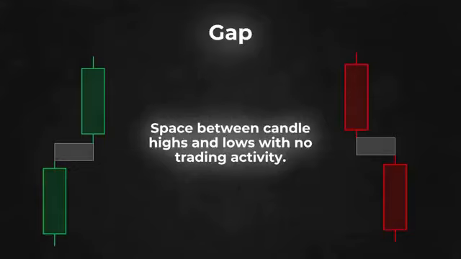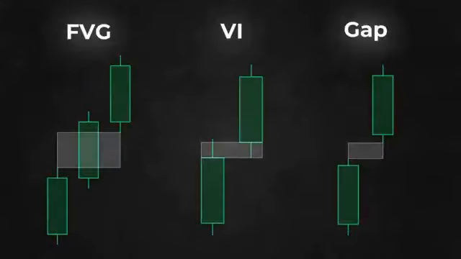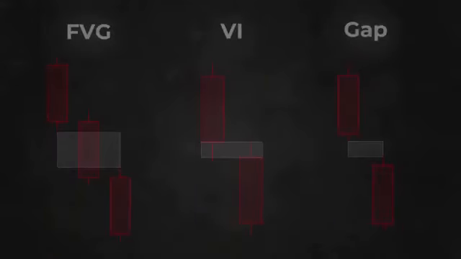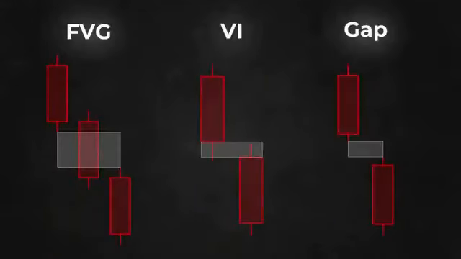In this illustration, you can see the bullish version of the fair value gap, volume imbalance, and gap side by side for comparison. In this other illustration, we have the bearish version of all three patterns. Keep in mind that you can use fair value gaps, volume imbalances, and gaps in a similar way. Let's now observe some real examples of fair value gaps, volume imbalances, and gaps, starting with a very simple example.